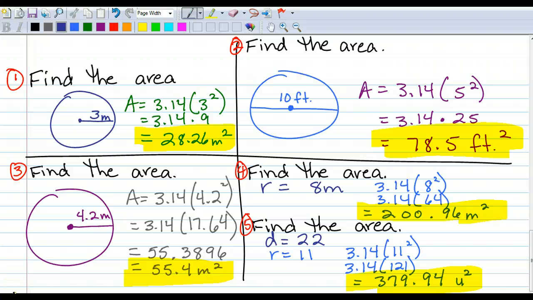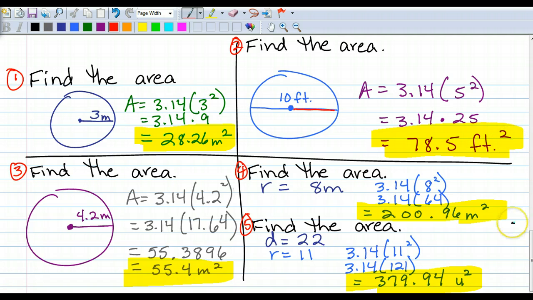Okay, here we've got the answers. Let's take a look at number 1. The area, 3.14 times the radius, 3 squared. So 3.14 times 9, and we get 28.26 meters squared. Number 2. Now I've given you the diameter. Remember, we need the radius, which here's half of 10 is 5. How'd you do with that one? Did you remember? So 3.14 times 5 squared, 3.14 times 25, we get 78.5 feet squared.